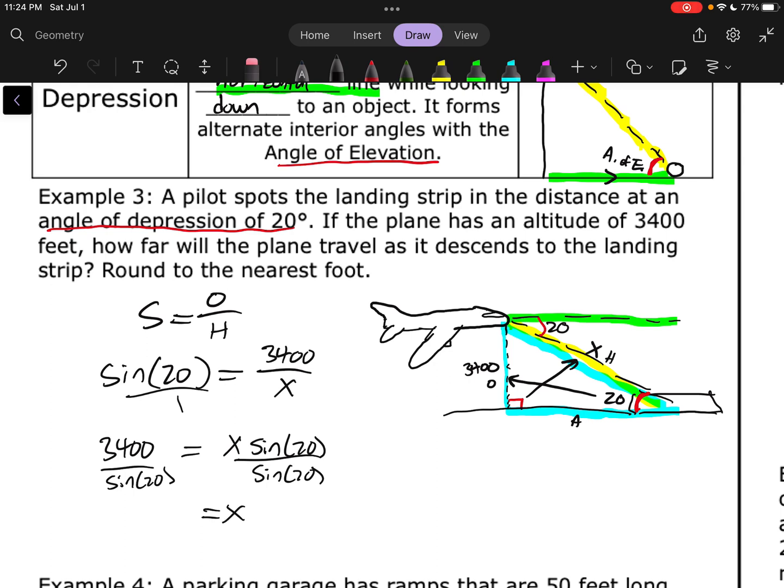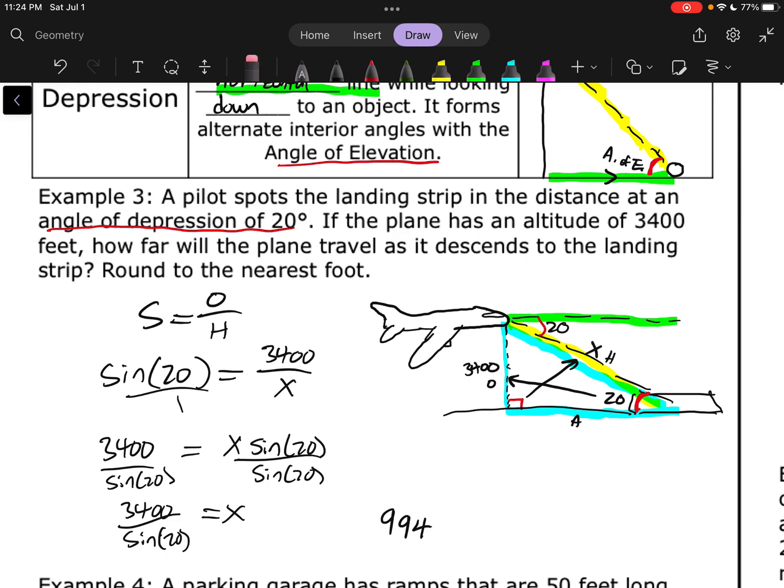Get that x is equal to 3,400 over sine of 20. And that's what I need to type in. So 3,400 divided by sine of 20 is giving me 9,940.9, and it says round to the nearest foot.